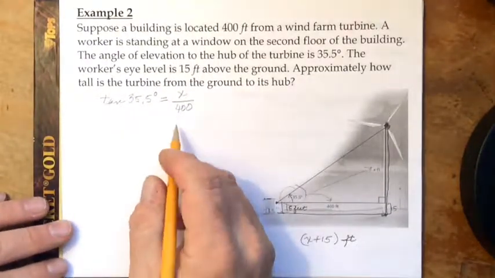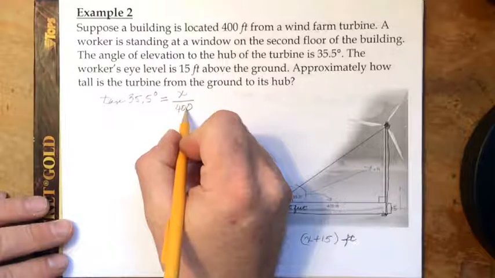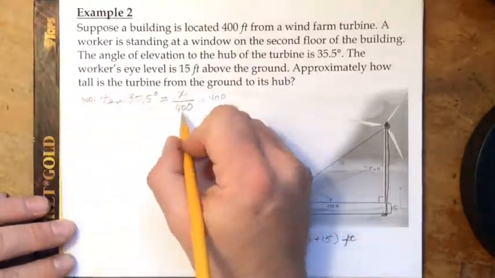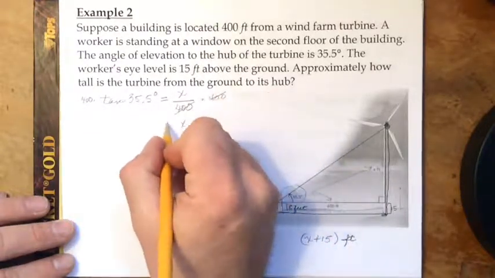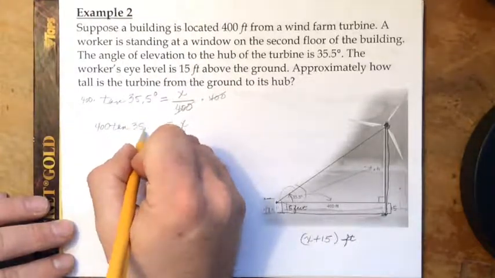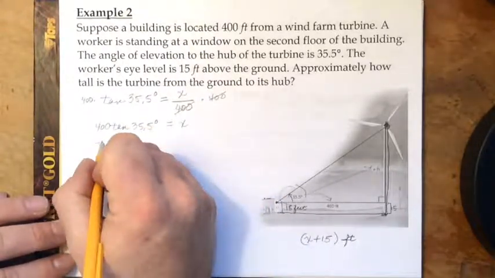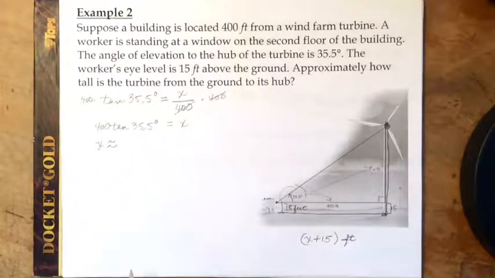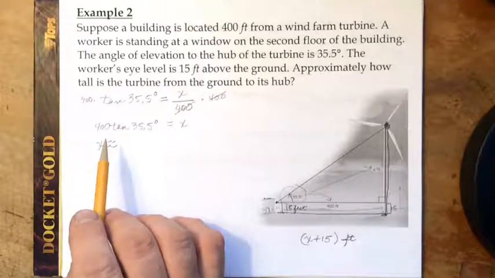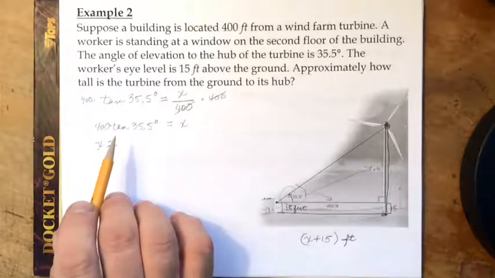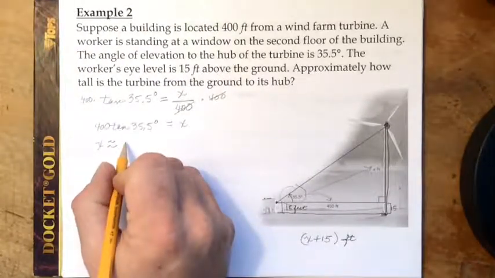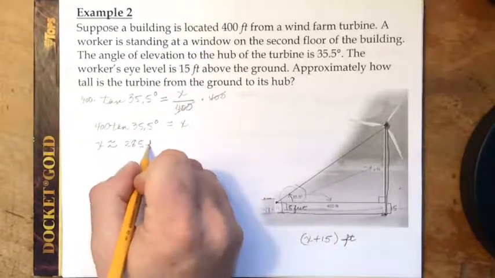Now we solve for x. Since x is divided by 400, we multiply both sides by 400. Those divide out, and we're left with x equals 400 times the tangent of 35.5 degrees. Take your calculator, and make sure you're in degrees mode. 400 times tangent of 35.5 degrees, and we're going to round to the nearest foot, and that'll give us about 285 feet.